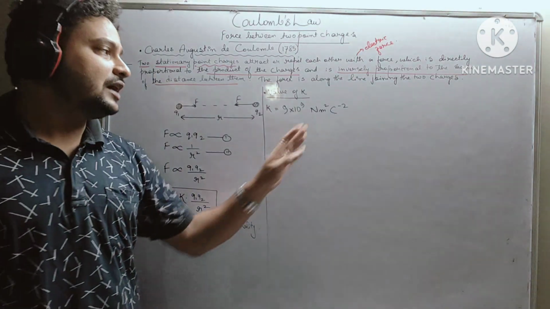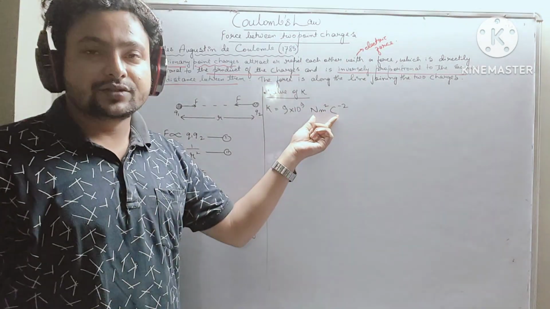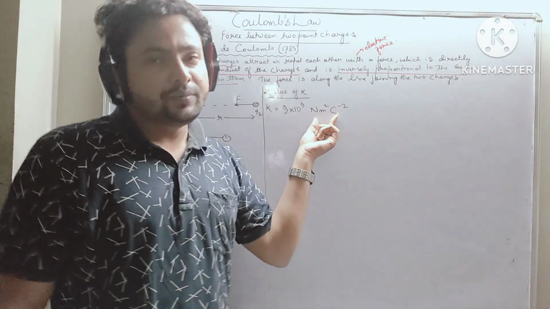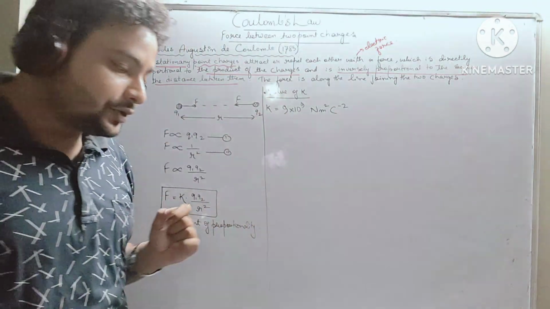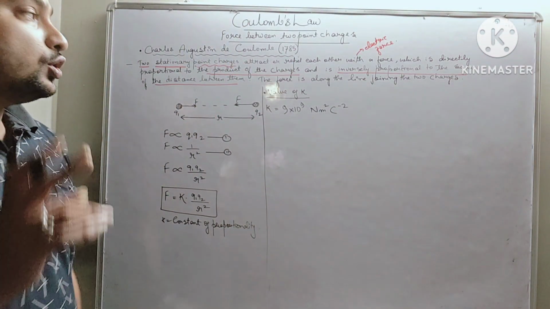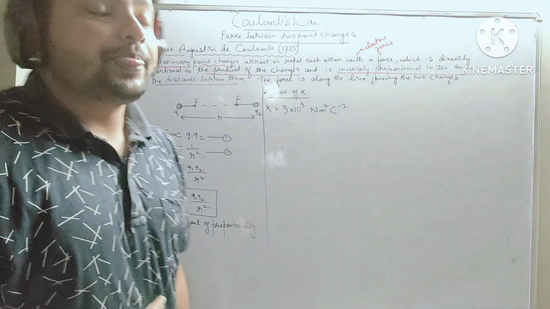Just after a few minutes I will be telling you how we get this one: Newton meter square Coulomb to the power minus 2. But for now, just keep in mind that this is the value of K over here. Now, the most important thing about Coulomb's law.